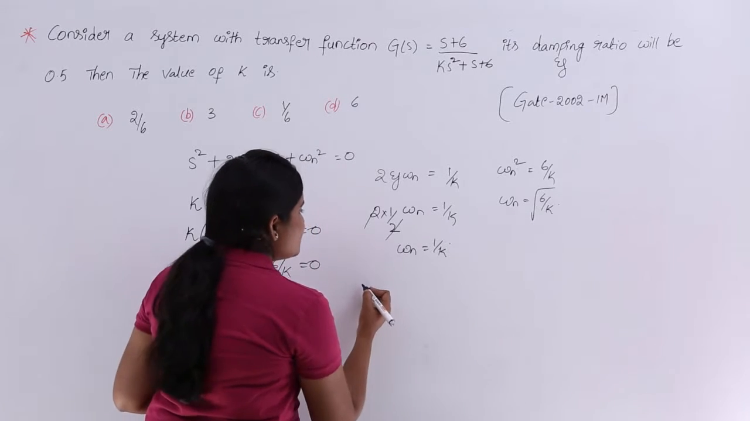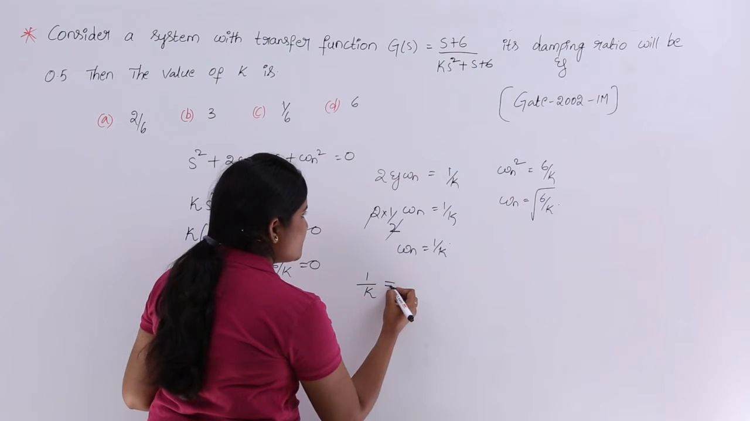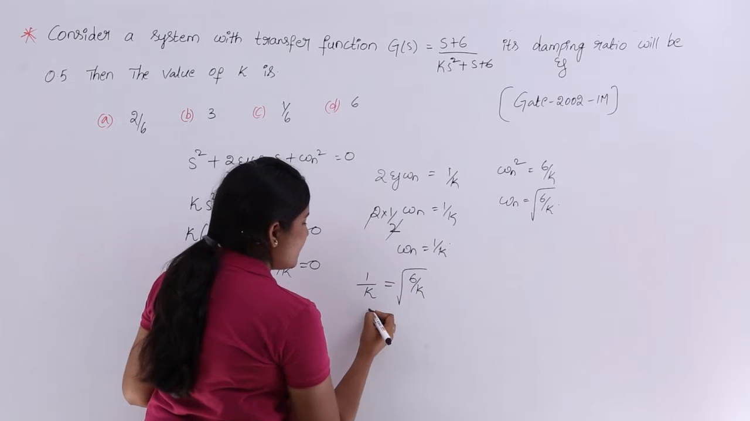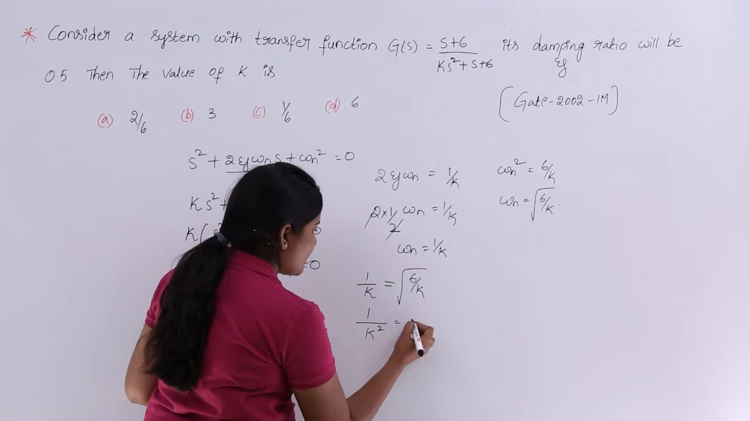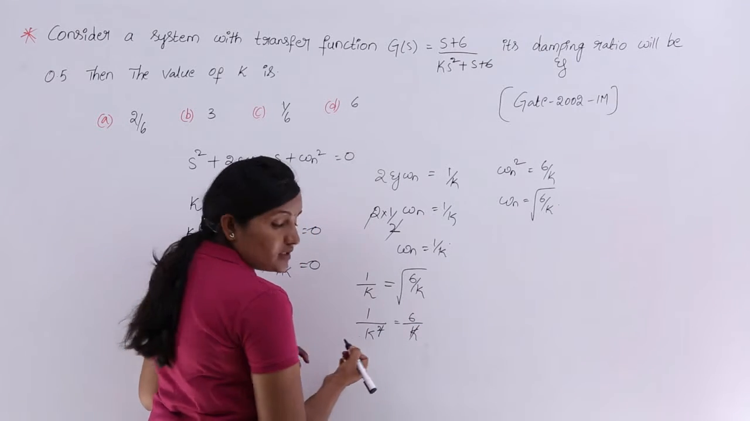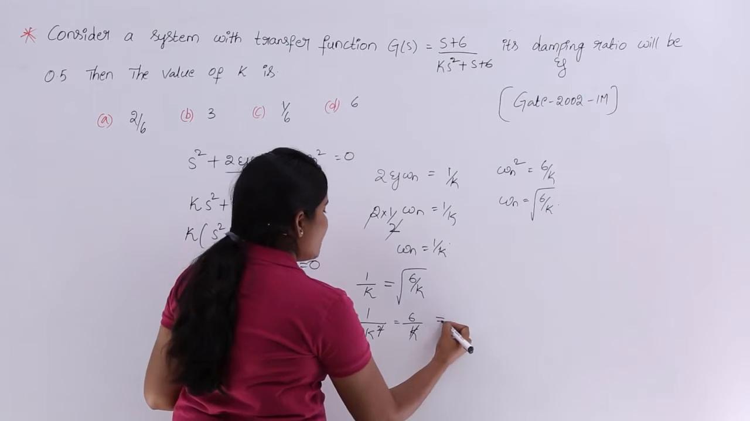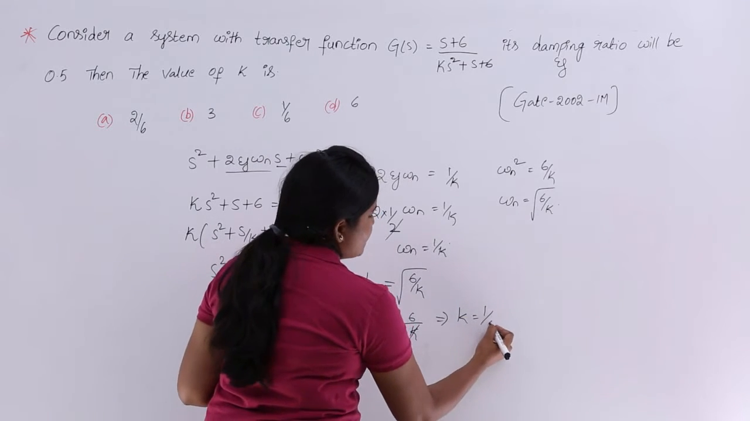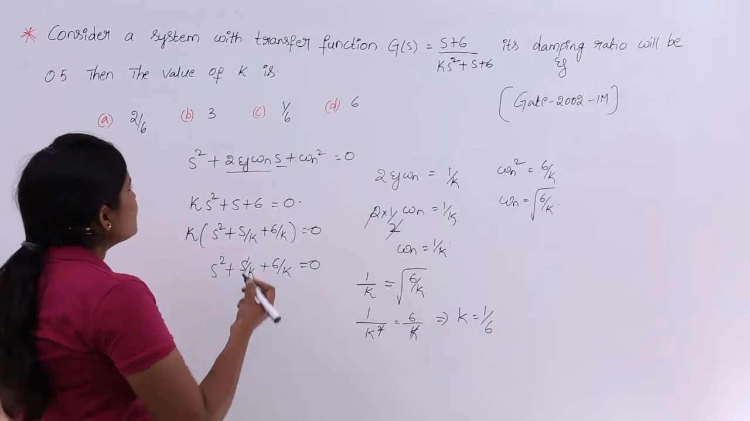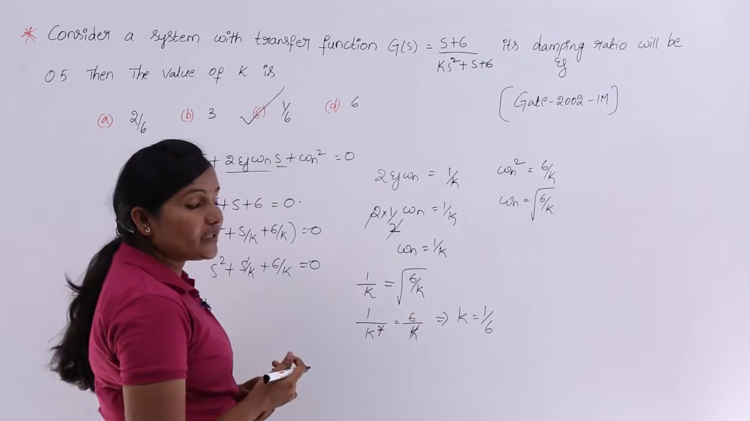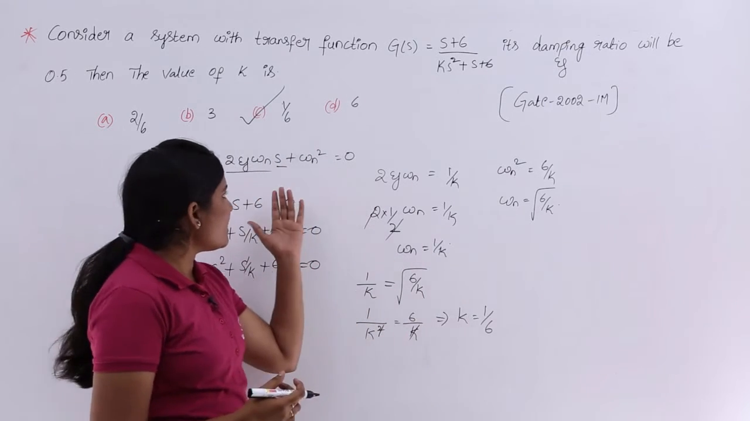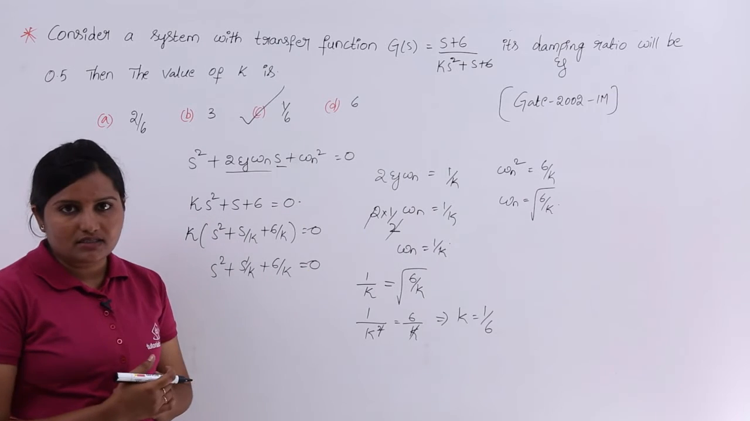Now, I am just comparing these two equations: 1/k = root of 6/k. I am squaring on both sides, that means 1/k² = 6/k. Cancelling k with this k², the value of k is 1/6. By this, the value of k is 1/6. Like this, we can determine the unknown value in the characteristic equation by just comparing with the fundamental characteristic equation.